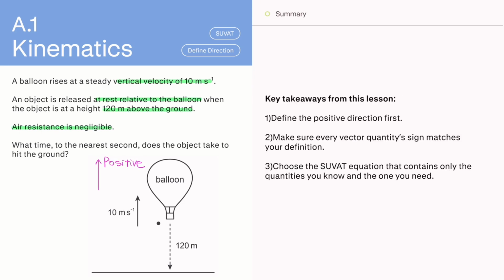Let's have a quick recap. Here are some key takeaways from the lesson. First, you need to define the positive direction first when you get a SUVAT problem. Second, make sure every vector quantity's sign matches your definition. Third, choose the SUVAT equation that contains only the quantities you know and the one you need.